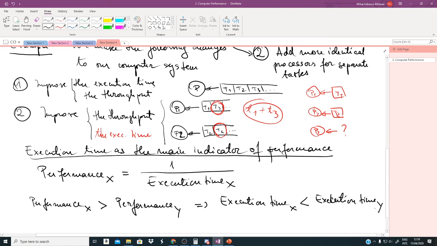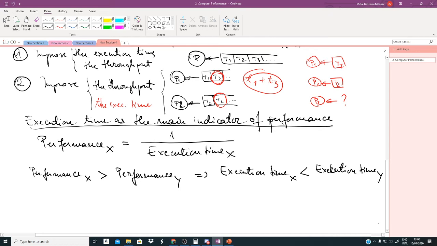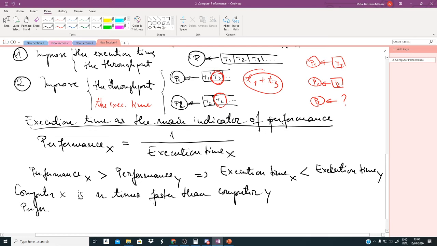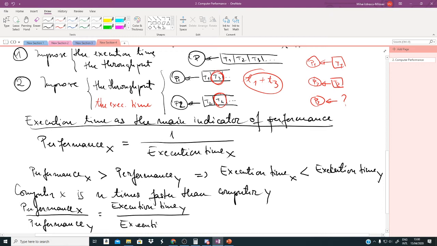Good. Now, we often express considerations regarding computer performance in terms of computer X is n times faster than computer Y. Well, this means that performance X divided by performance Y is equal with execution time Y divided by execution time X, which is equal with n.